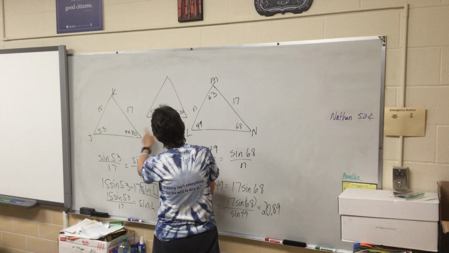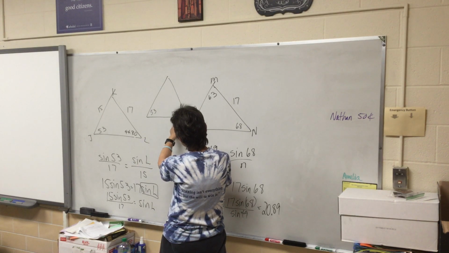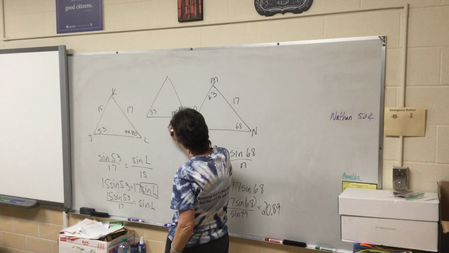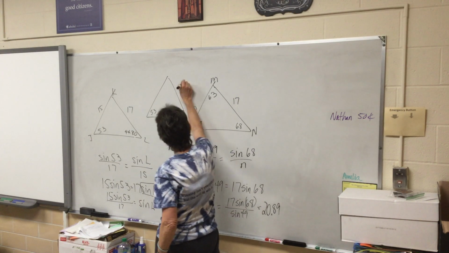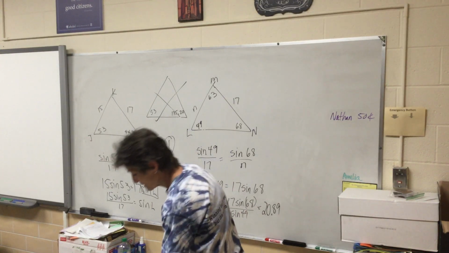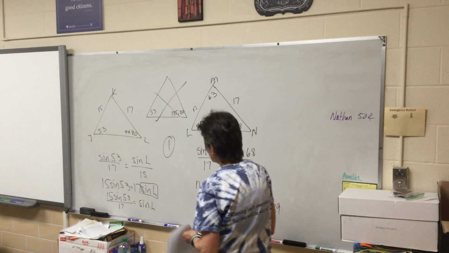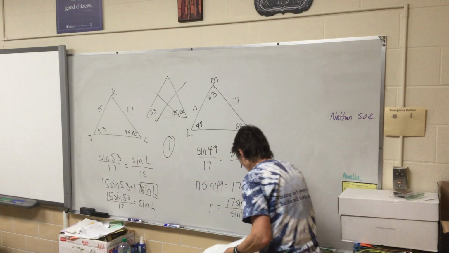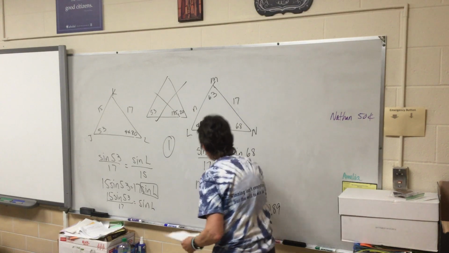So 180 minus the first one is 135. Can I have a triangle with a 53 and a 135? No, that's more than 180. So how many triangles are possible? Just one. The one with the 44. That's the only one possible.